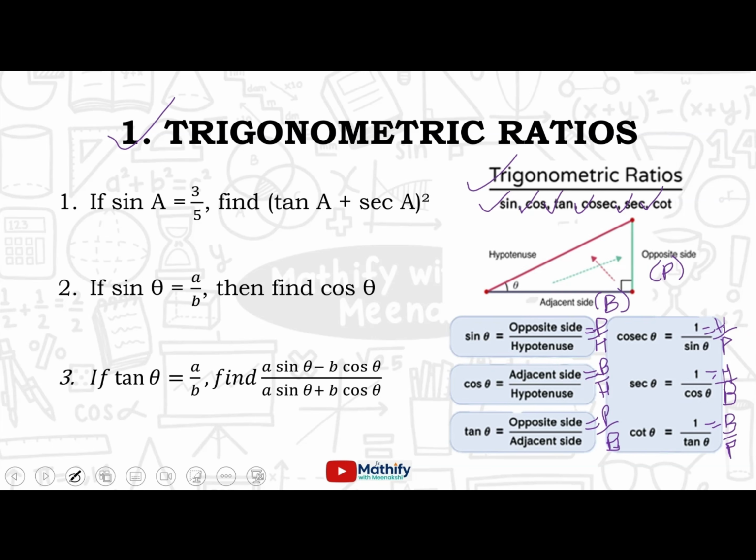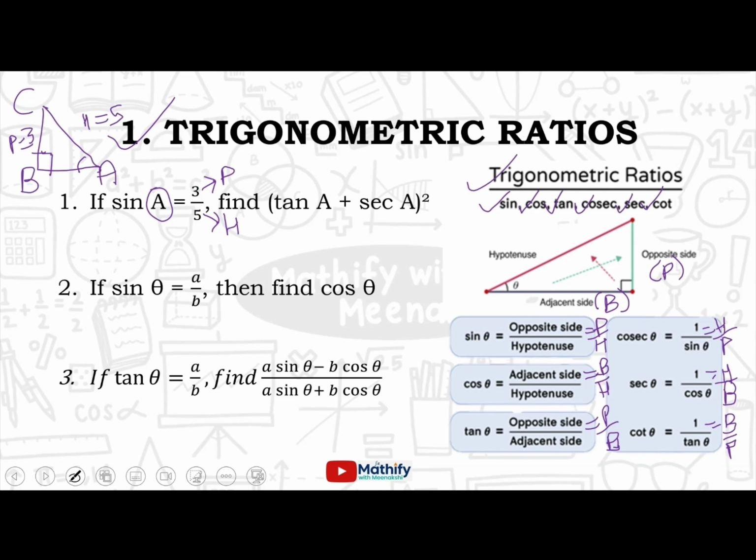In question number 1, it's given sine A is 3 by 5. So you have to take this angle other than 90. So I'm taking A here and 90 as B. Now it's given that your sine A is 3 by 5. This is perpendicular and this is hypotenuse. As you know, sine is P by H. Now perpendicular is given. What is perpendicular here? Perpendicular is 3 and hypotenuse is 5.